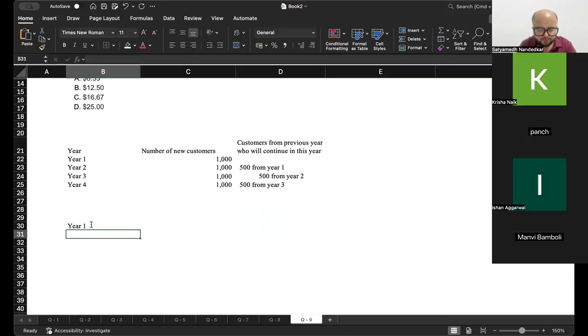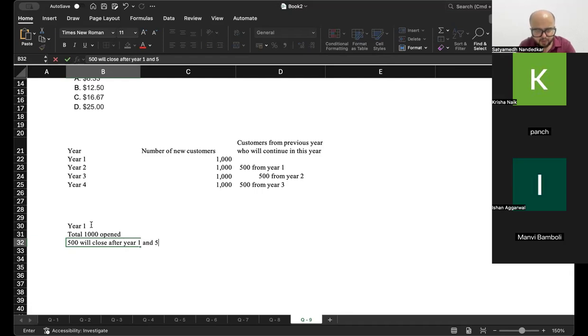Now look at year 1. Total 1,000 opened, 500 will close after year 1 and 500 will remain active in year 2. Then these remaining 500 will also close after year 2.